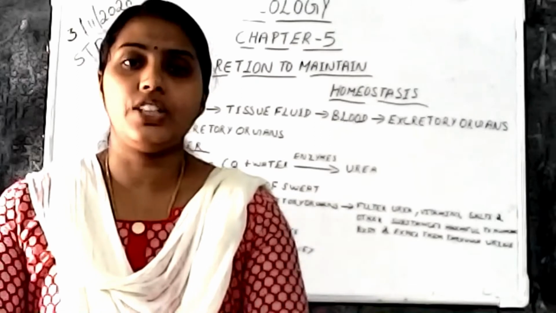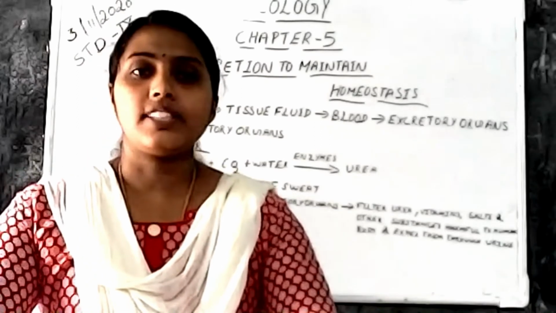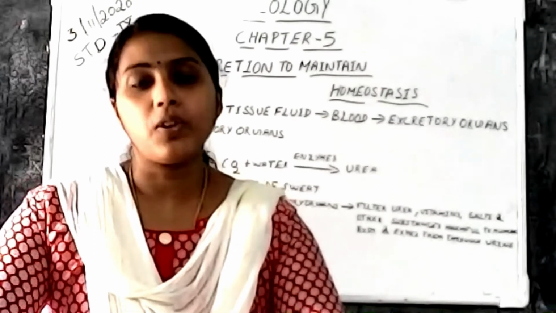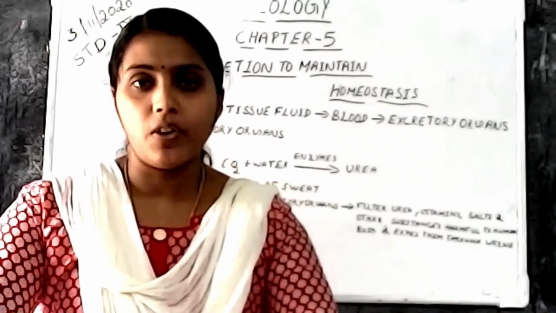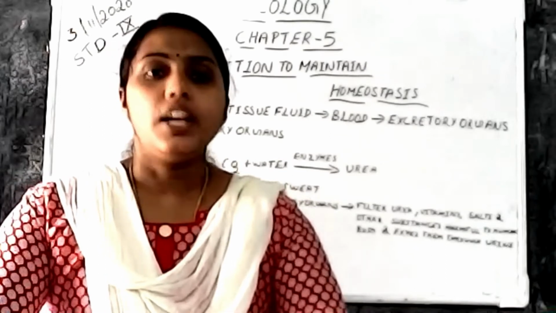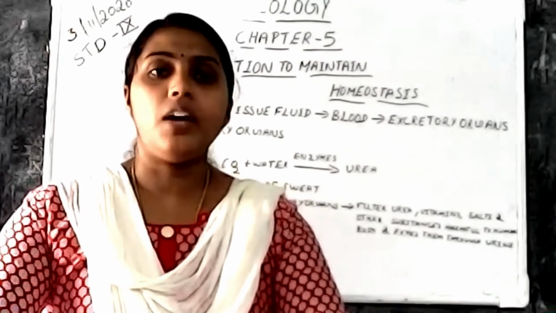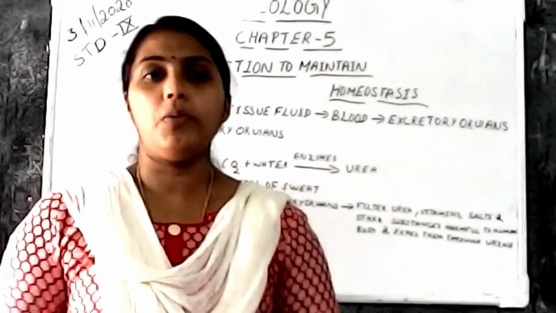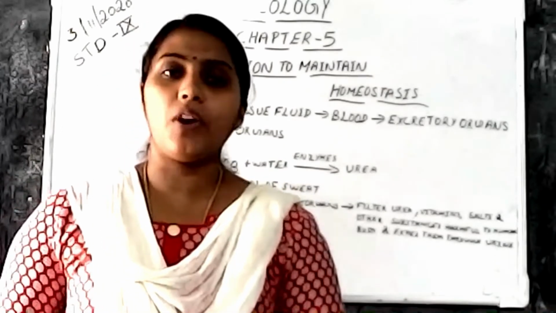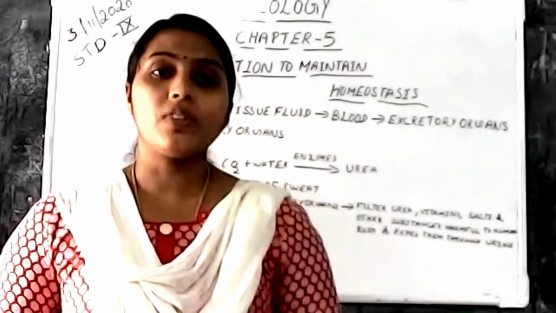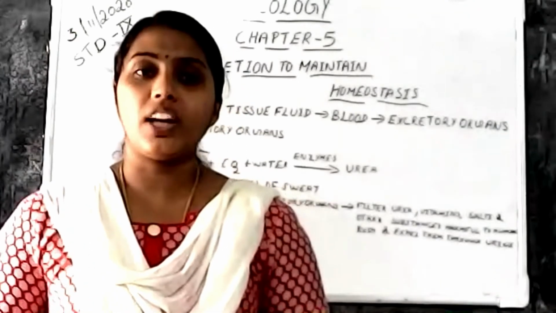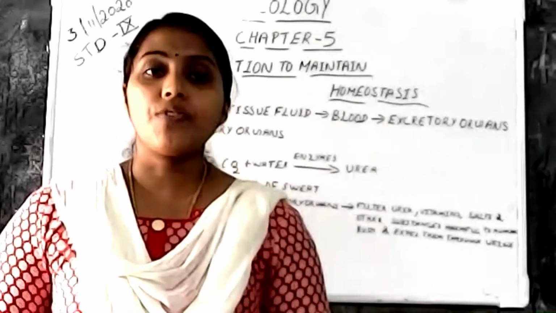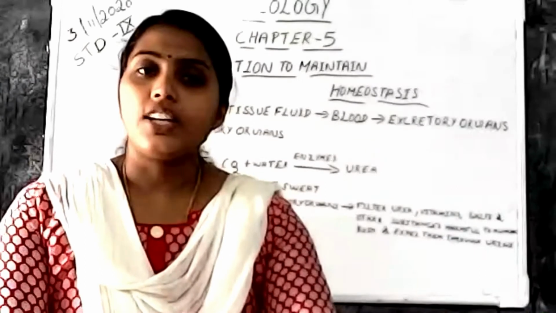Not only these nitrogenous products, any waste products formed after the metabolic processes taking place in the body, if they increase more than the amount, will harm our body. So they should be removed. So these excretory products should be removed, and the removal of waste products from our body is known as excretion. And different parts of our body take part in the excretion.